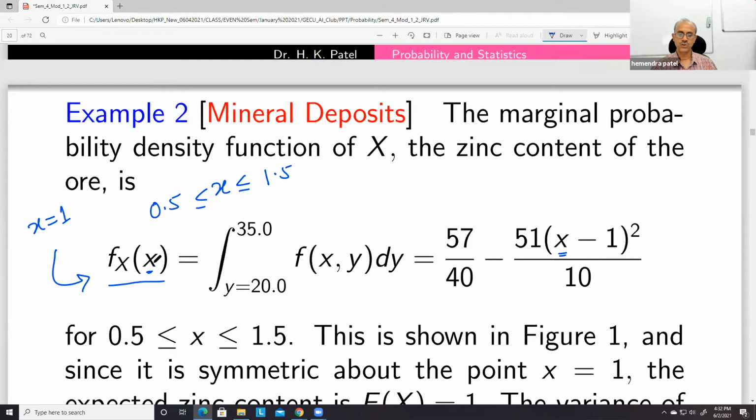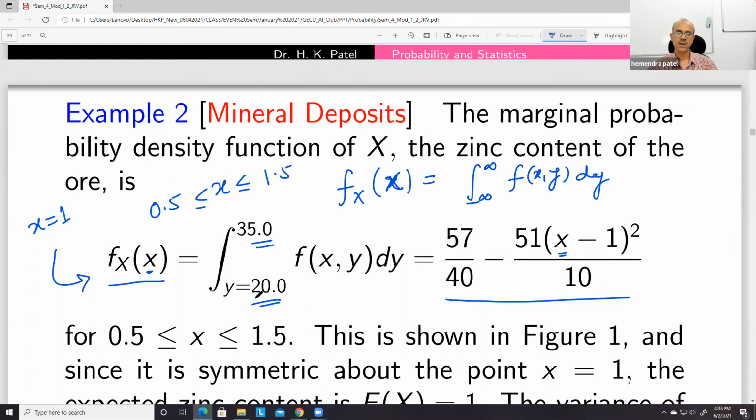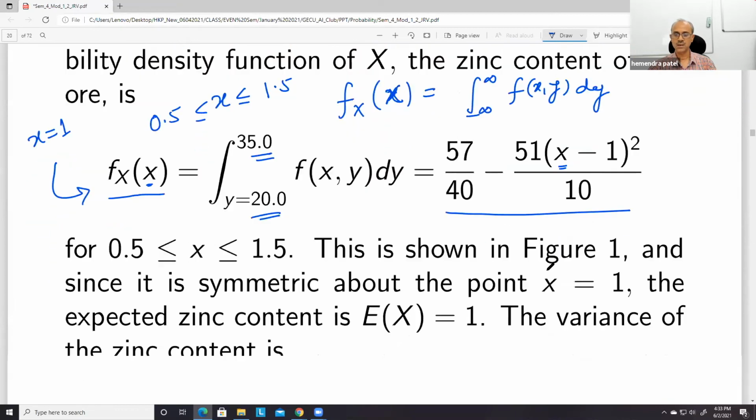Okay, so as we have seen there, the marginal for x is equal to the integral from minus infinity to plus infinity of fxy dy. So integrate with respect to y from lower limit to upper limit. And now lower limit is 20, upper limit is 35. You just integrate. If you integrate, you will get this value. And then you can calculate this value for any x. This is a general result.